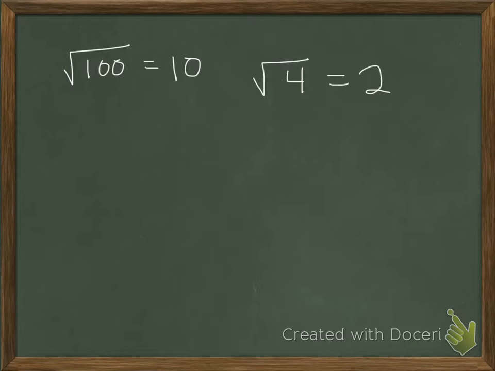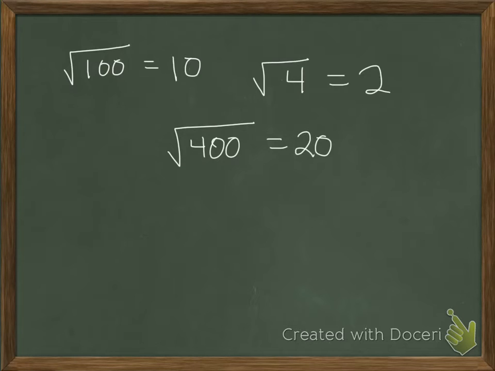So for example, if I wanted to take the square root of 100, I know that the square root of 100 would be 10, because 10 times 10 is 100. And also the square root of 4 is 2, because 2 times 2 is 4. So then if I wanted to put that together, I could say the square root of 400 is equal to 20.